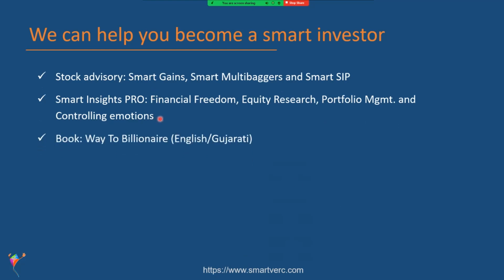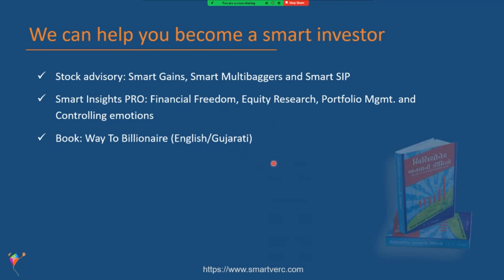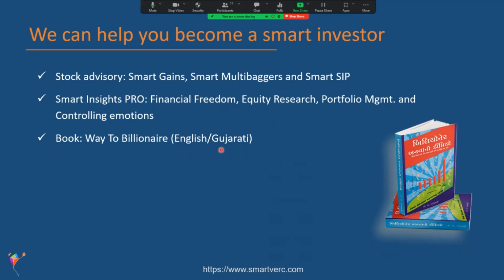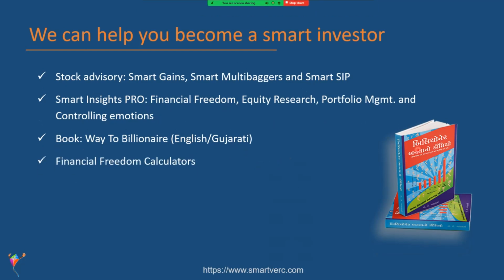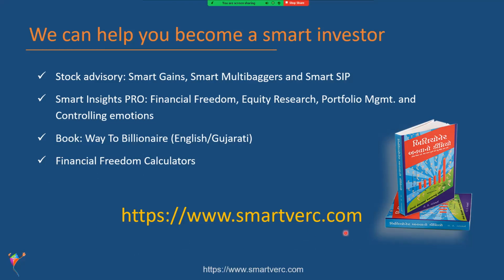As we have discussed, we have the smart products. Then we have Smart Insights Pro. These are divided into 4 categories, and these are small videos, each about 15 to 20 minutes in length. Also, I'm the author of the book, Way to Billionaire. The book is available, and you can check on our website. The book is available in English as well as other languages, with no technical jargon used. Also, we have Financial Freedom and more. You can surf our website, smartvrc.com.